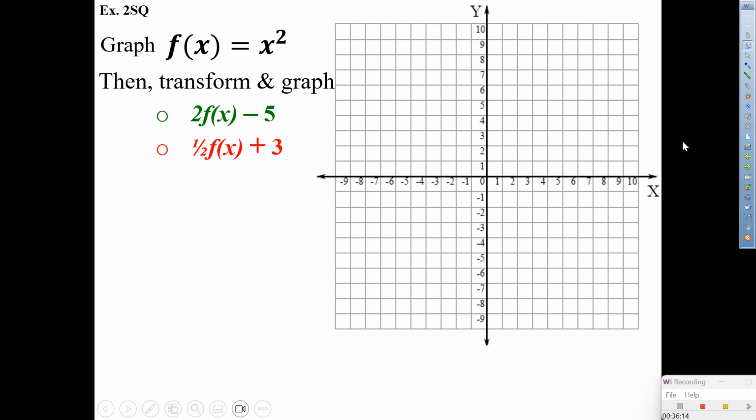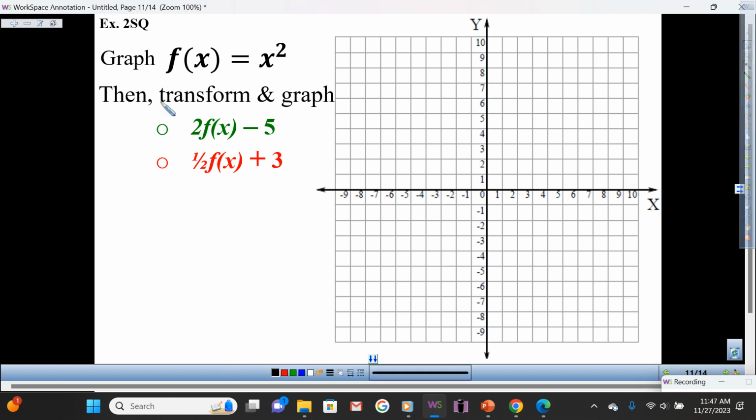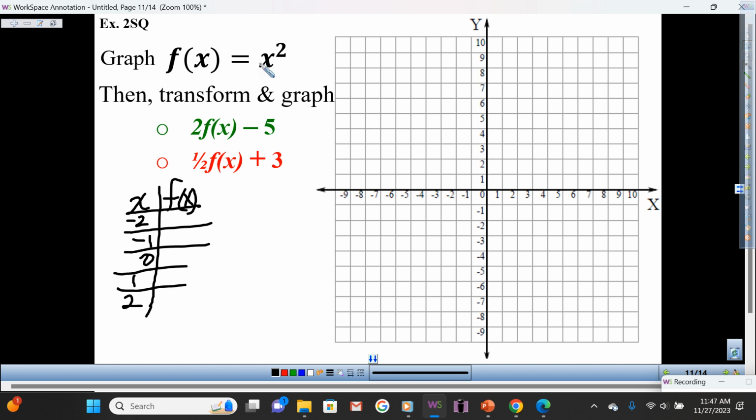Look at this next step. I'm going to do a quick intro. Look up. If I was to graph this, tell your neighbor once again, what is the first thing we do? Yeah, make a table from -2, -1, 0, 1, 2. Substitute that into the original function. So this is 4, 1, 0, 1, 4. So -2, 4, -1, 1, 0, 0, 1, 1, 2, 4.